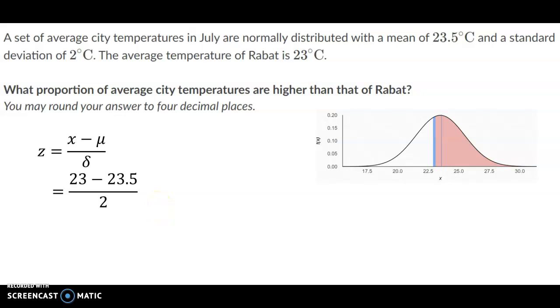Our next step, we're going to calculate it. So 23 minus 23.5 is negative 0.5, and negative 0.5 divided by 2 is negative 0.25.